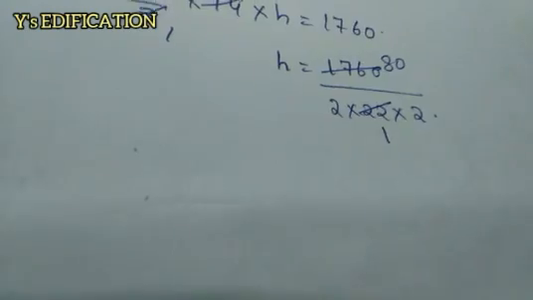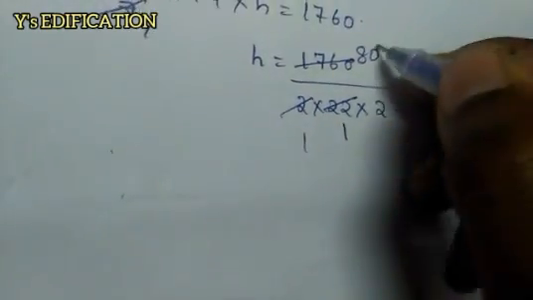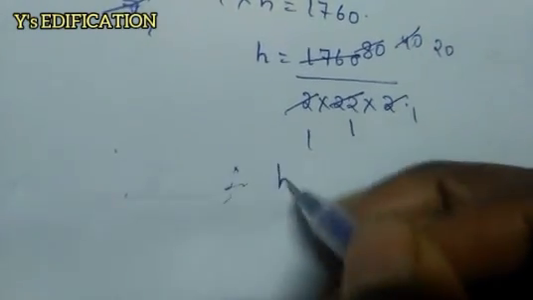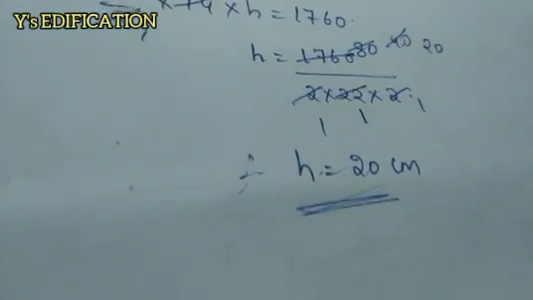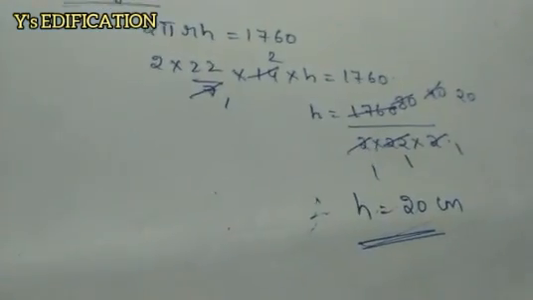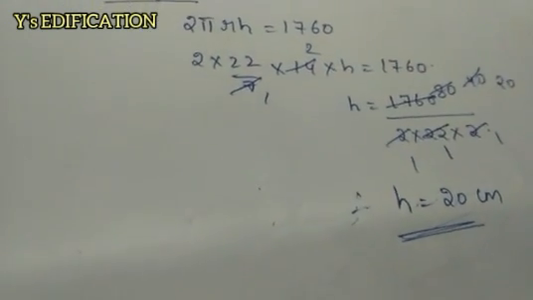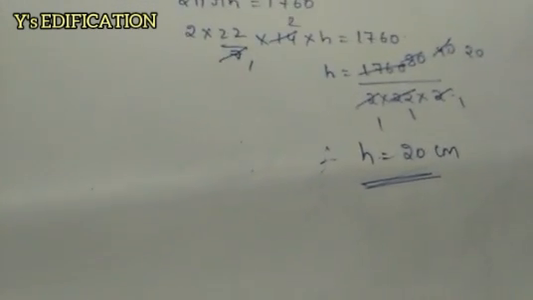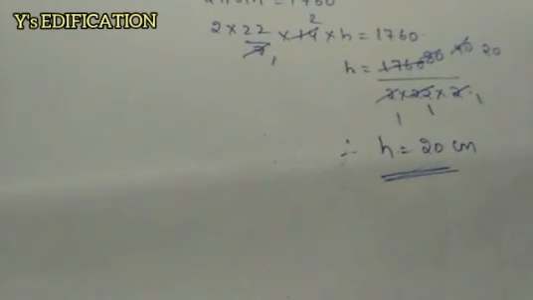Now we can cancel this. 22 into 1, 22 into 80. Next, 2 into 1, 2 into 40. 2 into 1, 2 into 20. So what is the remaining value of h? h is 20 centimeters. In this way, we solved 11 problems regarding right circular cylinder. Try to solve all these problems and make a note of this. And in the next class, we will do some more problems on the next topic.